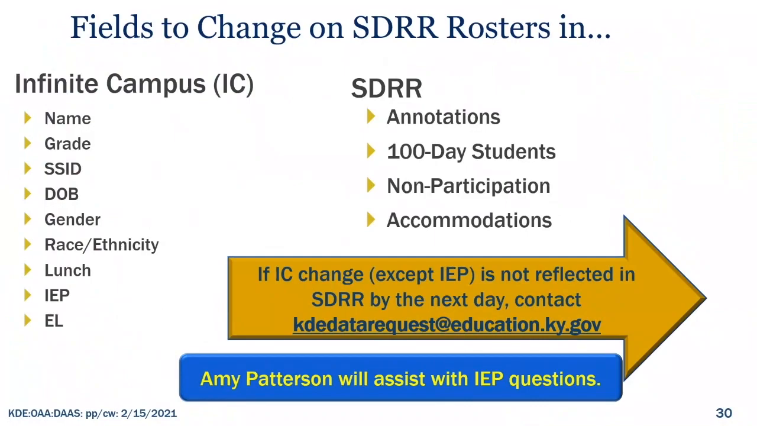Please contact the Enterprise Data Cases team at KDE Data Request at education.ky.gov, and they will be able to assist you. When you contact them, send them the SSID number and what the issue is. That way they will know what to go look for. IEP questions may be directed to Amy Patterson in the Office of Special Education and Early Learning.